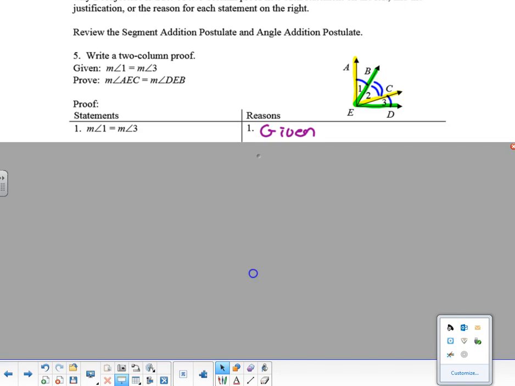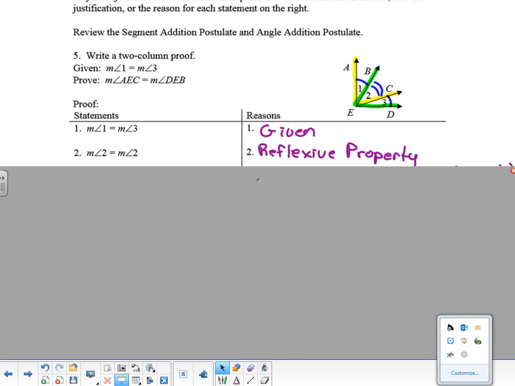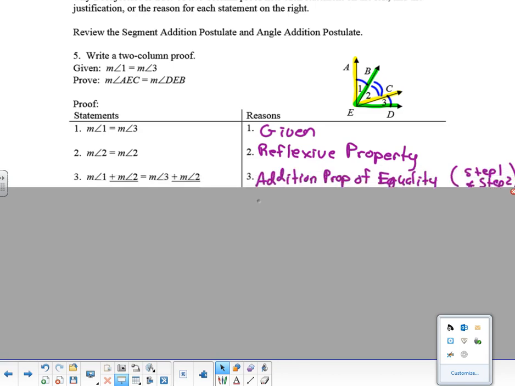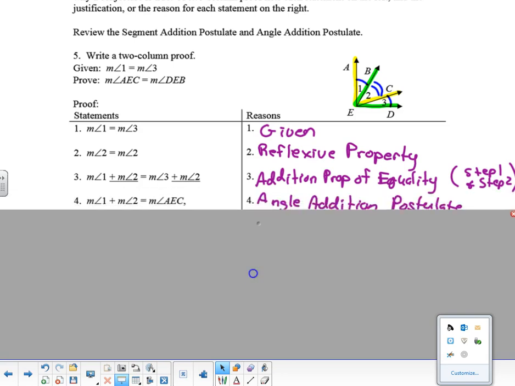So if we start off here, we say we've got the measure of angle 1 equal to the measure of angle 3. That's given to us. Okay. Now our next statement is the measure of angle 2 equals the measure of angle 2. The reason, you'll remember, reflexive property. Think about reflexive property. Looking in the mirror, you see the exact same thing. Okay, now as we move down here, what are we going to do with statement 1 and statement 2? Well, we're going to add them together. And so that's the addition property of equality. We're adding step 1 and step 2 together, and you'll remember that from what we did in our last lesson, the addition property of equality.